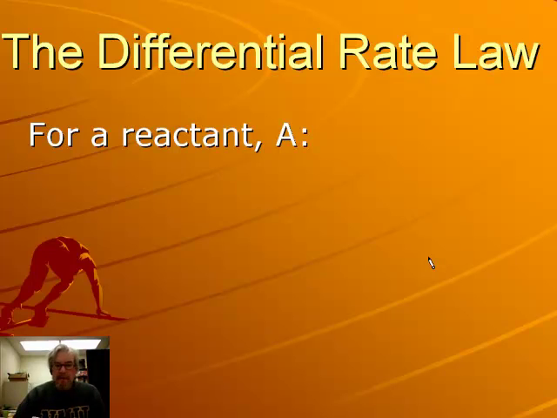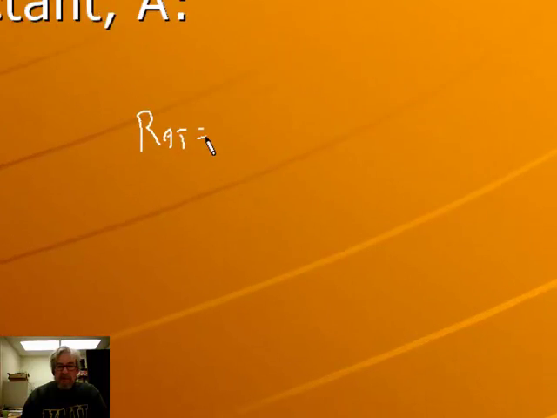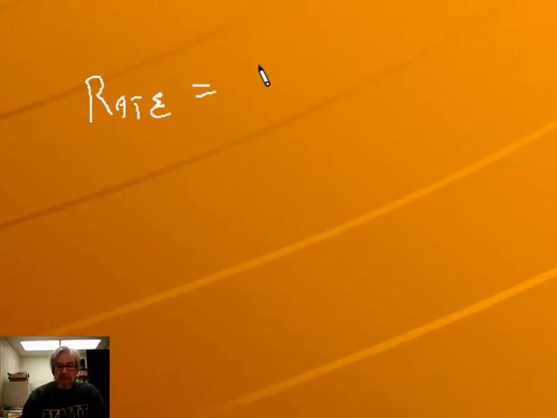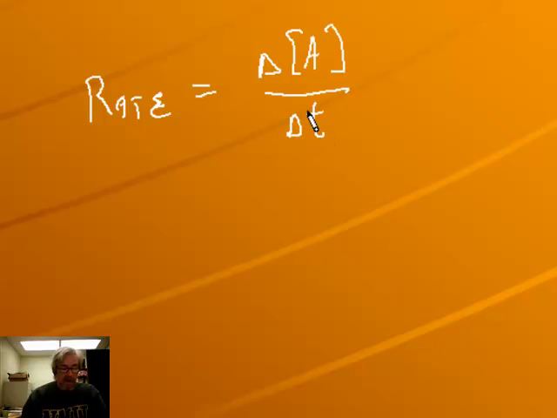Well, let's imagine that you have a reactant A. We could define rate this way. The rate is equal to the change in the concentration of A divided by the change in time. This harkens back to what we saw in the last video, but we're going to use this notation to understand rate as we go along here. And it actually should be negative because this is a reactant, and so its concentration is going to be decreasing as time goes on.